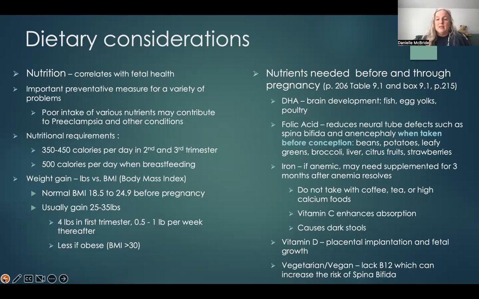Folic acid with beans and potatoes and greens and strawberries and stuff like that. For our vegetarians, this is something that we keep in mind because vegetarians don't eat meat products, so they lack B12. Because we find a lot of the B12 in our meats, like our red meats and eggs and stuff like that. So patients that have specific dietary requests or dietary needs, they probably would benefit from having a nutritionist help them out.